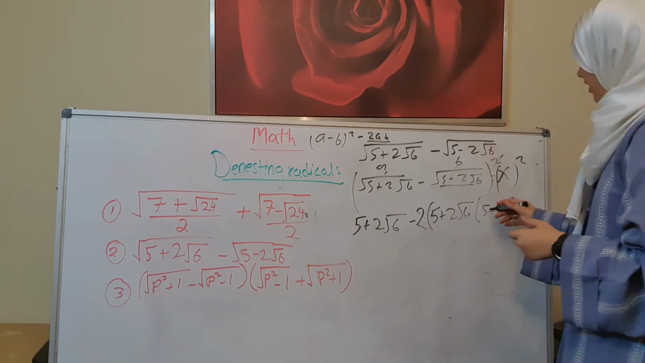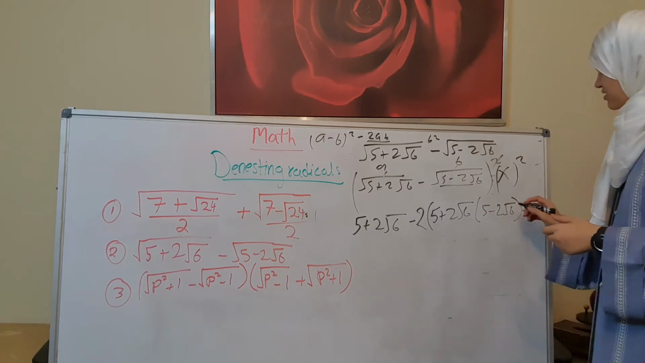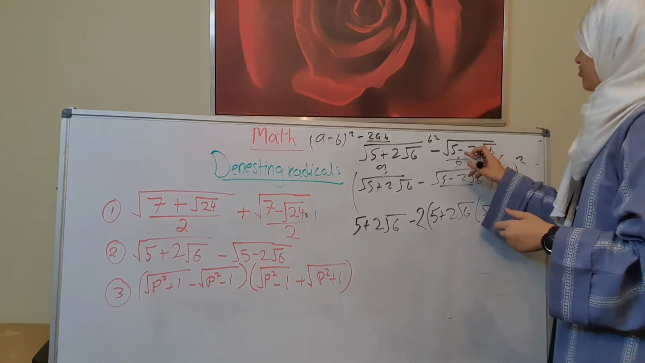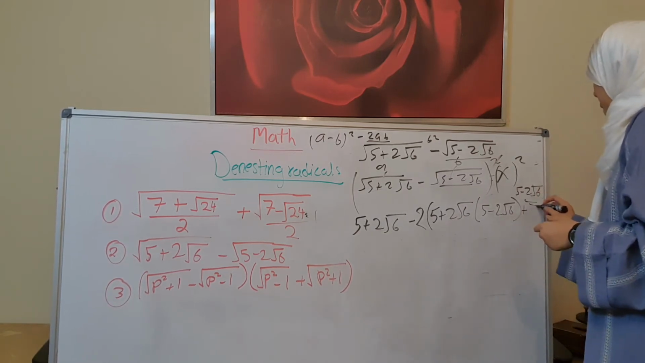And then we have what? The b squared, plus. We make here plus. What do we have for b? 5 minus 2 radical 6.